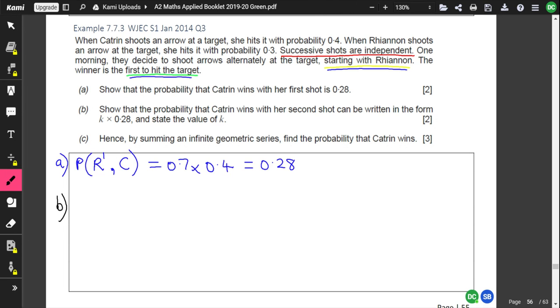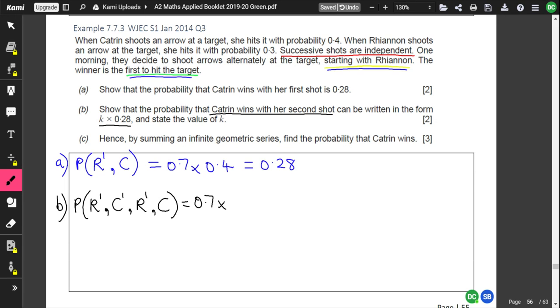For part B, again, it's to show that this time Katrin winning with her second shot can be written in this form here, k times 0.28, and we need to find the value of k. So for Katrin to win with her second shot, remember Rhiannon goes first, so we need Rhiannon to miss, but then we need Katrin to miss on her first shot. We need Rhiannon to miss again, and we need Katrin to hit on her second go. So Rhiannon missing, 0.7. I'm free to just multiply all these probabilities together because we're told successive shots are independent.